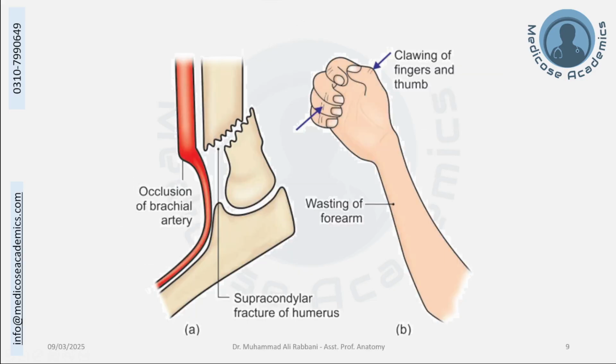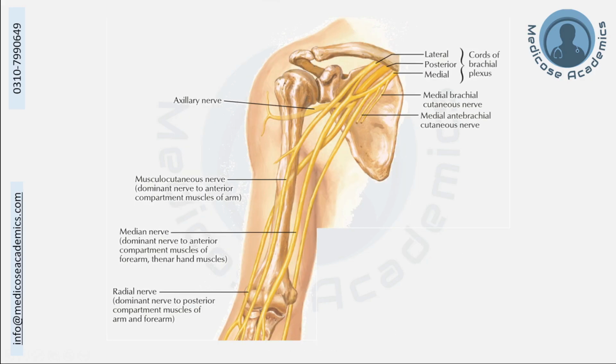Here is another picture from BD Chaurasia. In this case, the humerus is fractured just above the condyle and the proximal or superior end moves forward. In this case, the structures present in front of it in the cubital fossa may get damaged, and mostly the affected structure is the brachial artery. So this may be damaged, and in the case of severe displacement in the supracondylar fracture, the median nerve may be involved, but that is rarely the case.